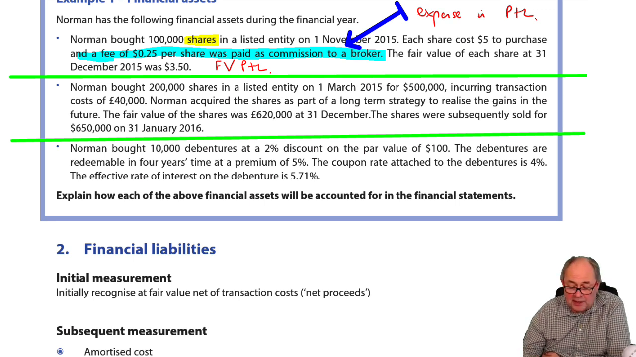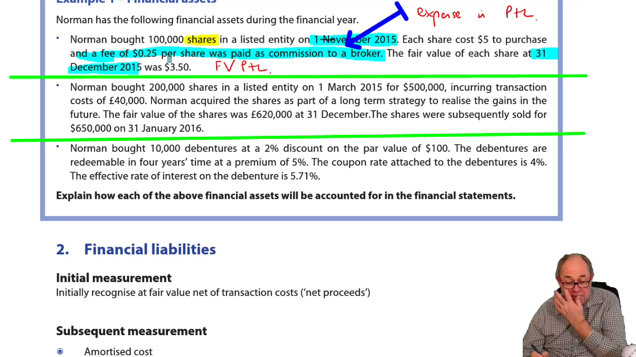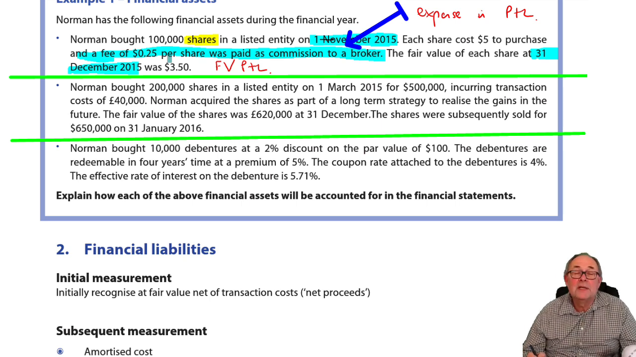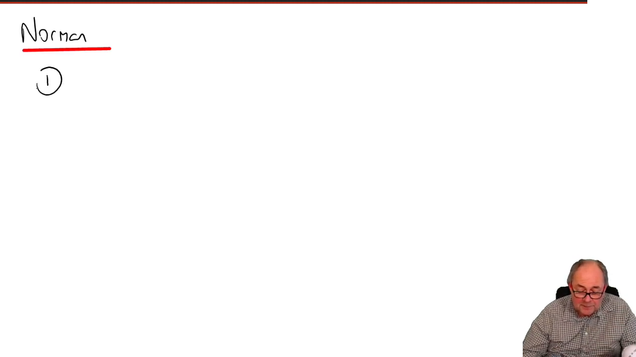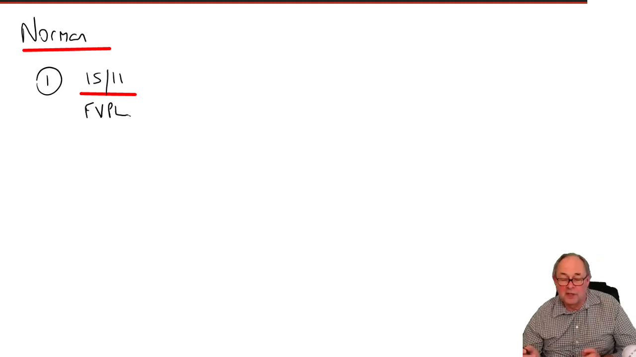We're going to look at this transaction on two dates. First of all, the 1st of November. So initially the 1st of November. And then secondly, a couple of months later on the 31st of December. So Norman, this is scenario 1. I'll number these. First scenario. First thing is the 15th of November. We've said again that these investments are to be classified as fair value through profit and loss.